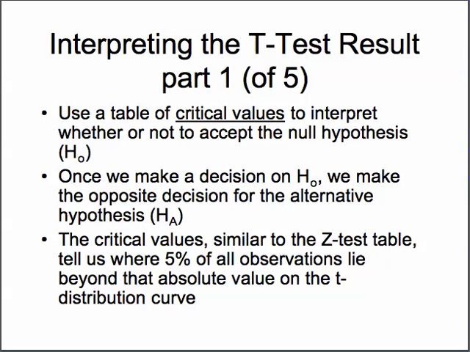The critical value for the t-test works in a similar way to the z-test. The critical value tells us at what point 5% of all observations lie beyond the absolute value on the t-distribution curve. Remember that the shapes of the t-distributions vary based on sample size, with smaller samples looking less normal, with larger tails and smaller humps, while larger samples look more normal, with smaller tails and larger humps.